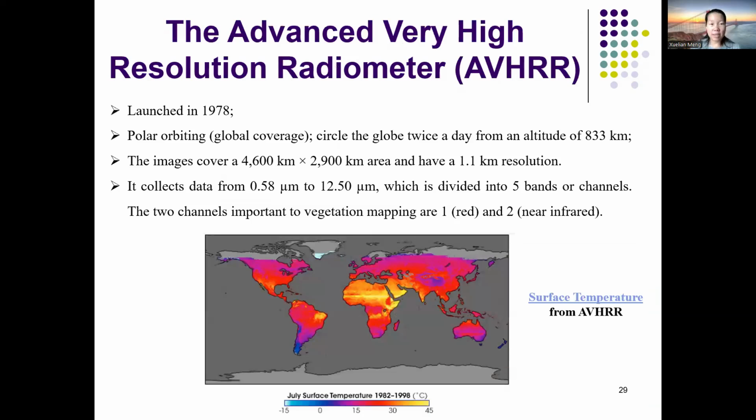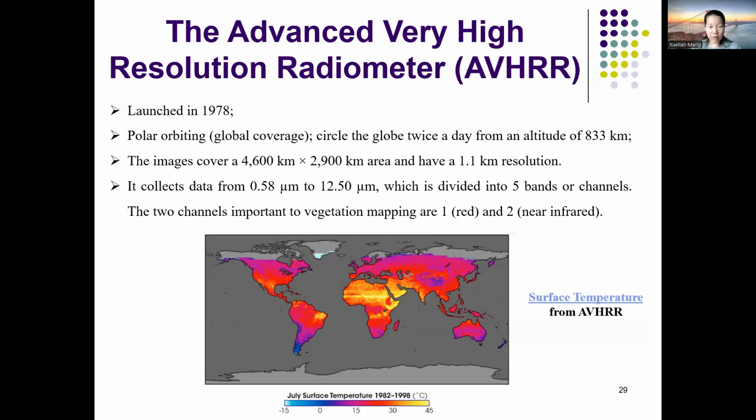And then the Advanced Very High Resolution Radiometer, AVHRR, launched in 1978, just 6 years after the first Landsat mission. They have this polar orbiting, which means that they will orbit the Earth in this kind of polar region and circle the globe twice a day from an altitude of 833 kilometers. So basically the temporal resolution is about half a day. The image covers a much larger area and has a 1.1 kilometer resolution. The 1.1 kilometer resolution is a typical resolution for global studies.